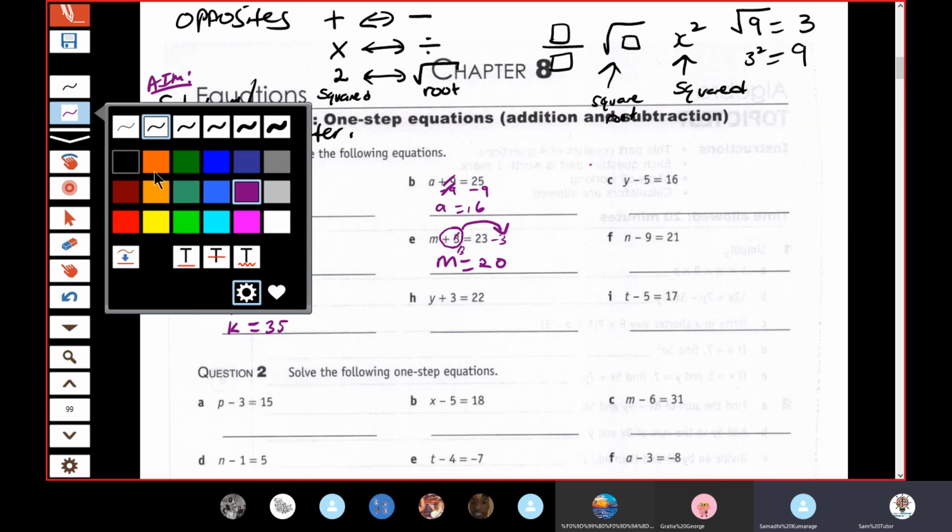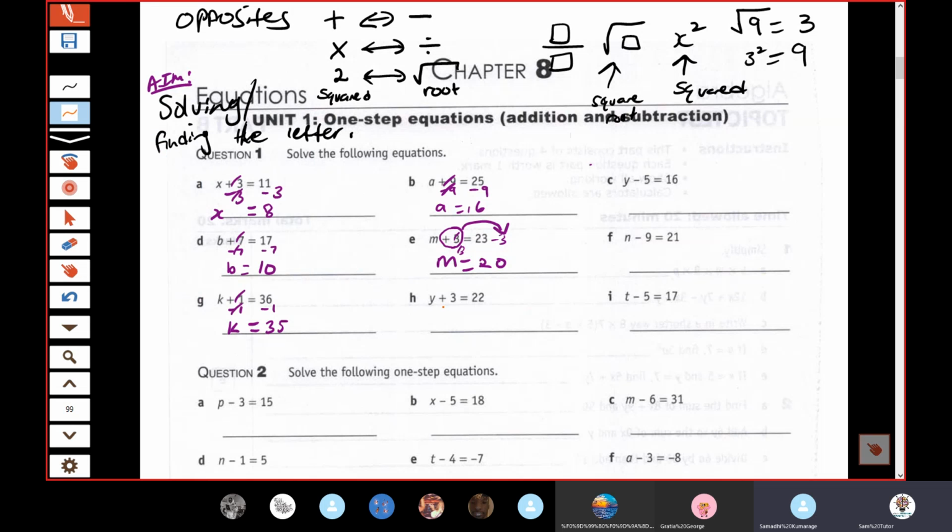All right, let's try it again. Plus 3. What do we do to both sides? Y plus 3 equals 22. We're just going to subtract 3 from both sides. These two cancel out. Y equals 19. Does that make sense? Yes. Anyone confused at any of these 6?